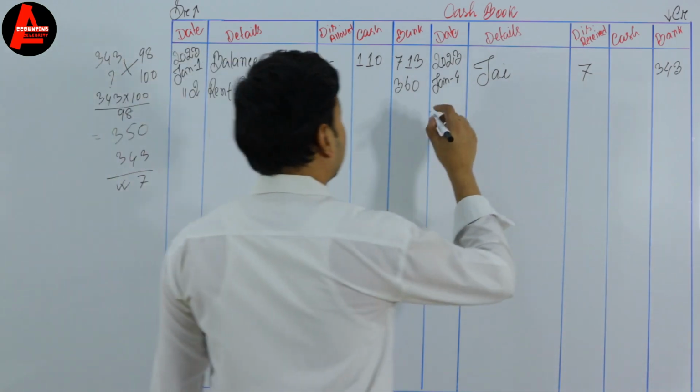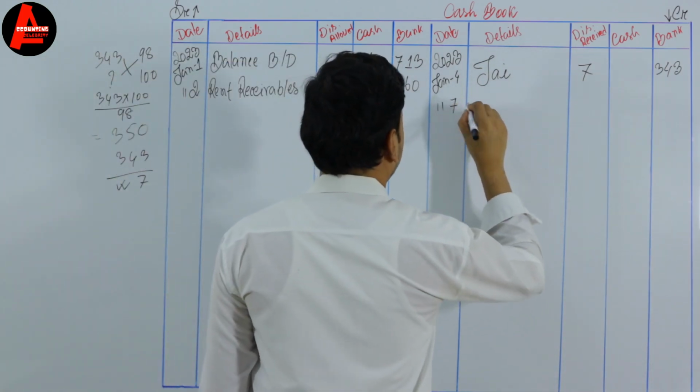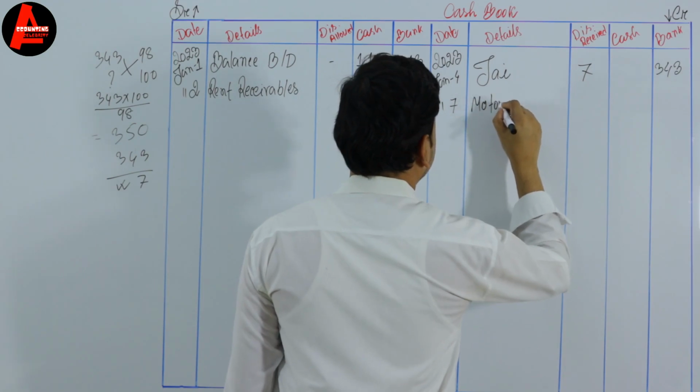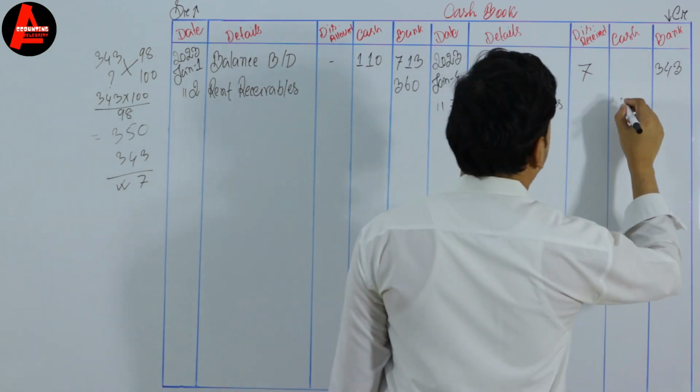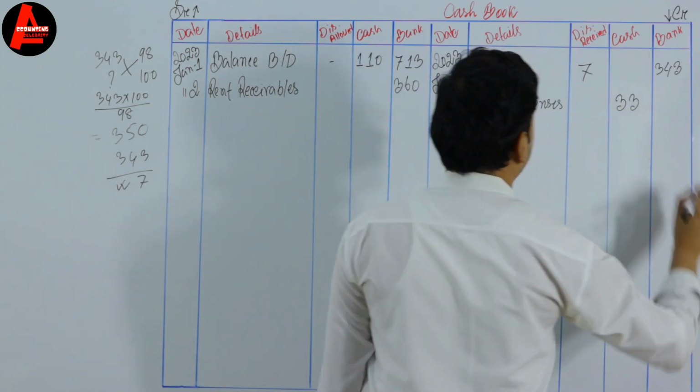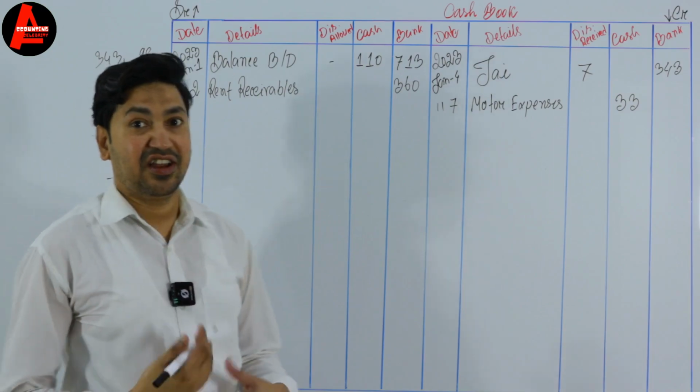So let us write the date first, January 7, motor expenses on the detail column, and here $33 paid in cash. So we will write it on the cash column.